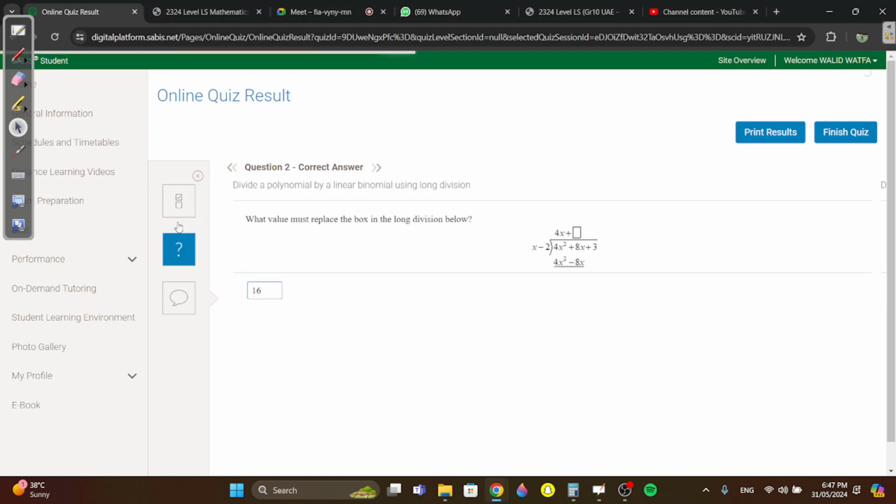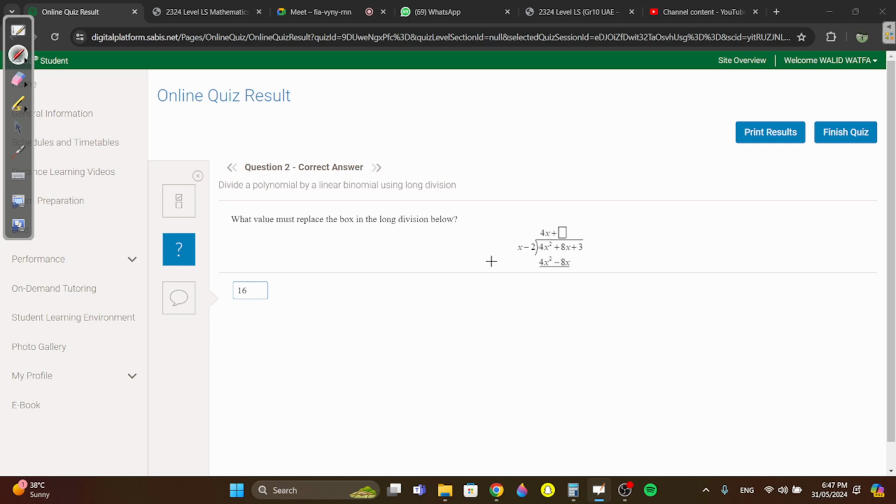Question 2, just complete the long division. Remember, long division, DM as in divide, multiply, subtract. They actually did the first division step, they multiplied also. Now we need to continue it. They divide 4x squared by x, they got 4x. Now they multiplied x times 4x, 4x squared, then minus 2 times 4x is minus 8x. So they did the divide, multiply.